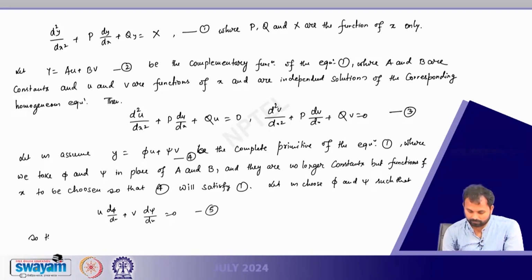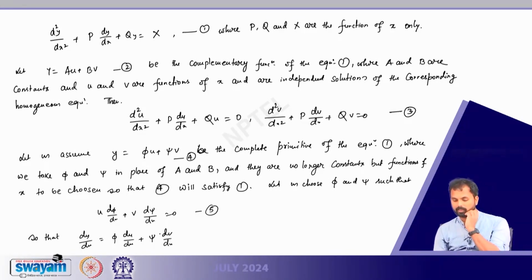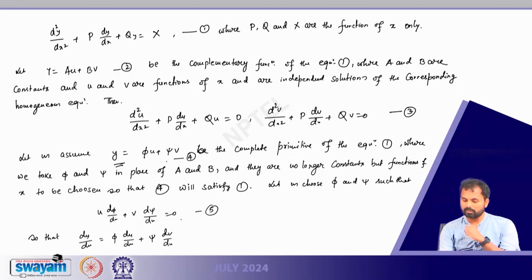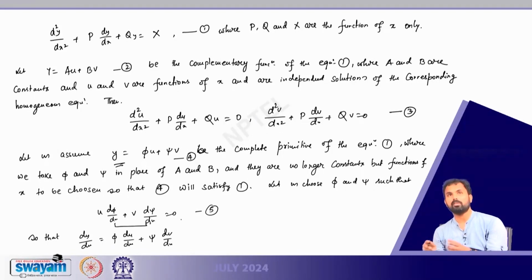So that when we have dy by dx, it will be phi du by dx plus psi dv by dx, because we are choosing phi and psi in such a way that equation 5 is satisfied. If I differentiate both sides with respect to x, we will get u into d phi by dx plus phi into du by dx plus v into d psi by dx plus psi into dv by dx, but this is assumed to be 0. So the other two terms have become 0 and only this has survived.